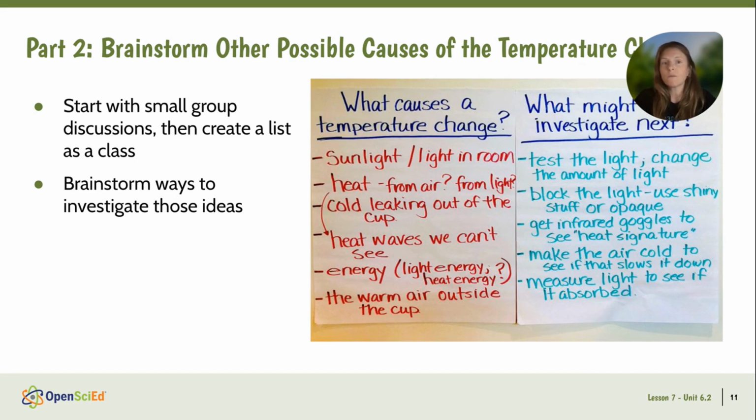So after the small group discussion, we ask students to go public with these ideas, and we make this class list. You're really looking for 2 main ideas here. The one is light. Light is affecting or could be affecting the cup system. And the other is heat or cold getting in or out. You might get other ones. You can throw those on there as well, but you're really looking for those 2 big ideas.